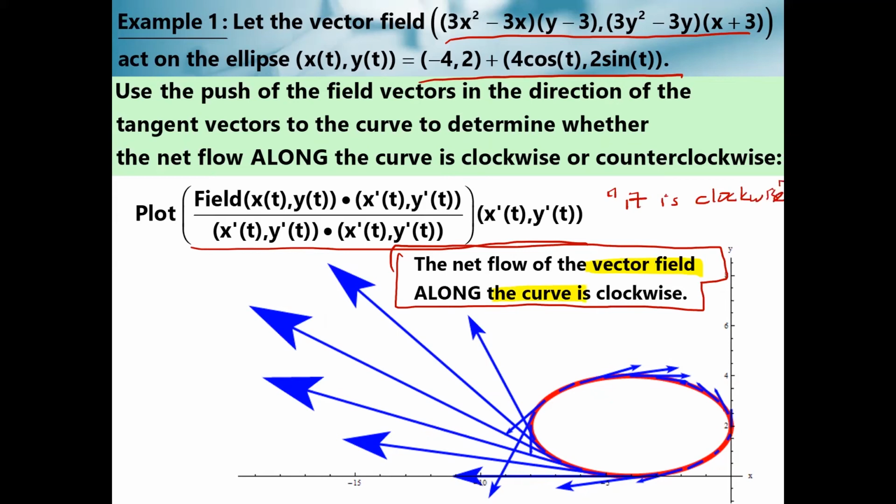Because if you just write "it is clockwise," well, what is clockwise? What does it stand for? It completely erases the idea that there is one mathematical object acting upon another mathematical object. The net flow of the vector field along the curve is clockwise. And at this moment in time, we're able to do that just through visual inspection.